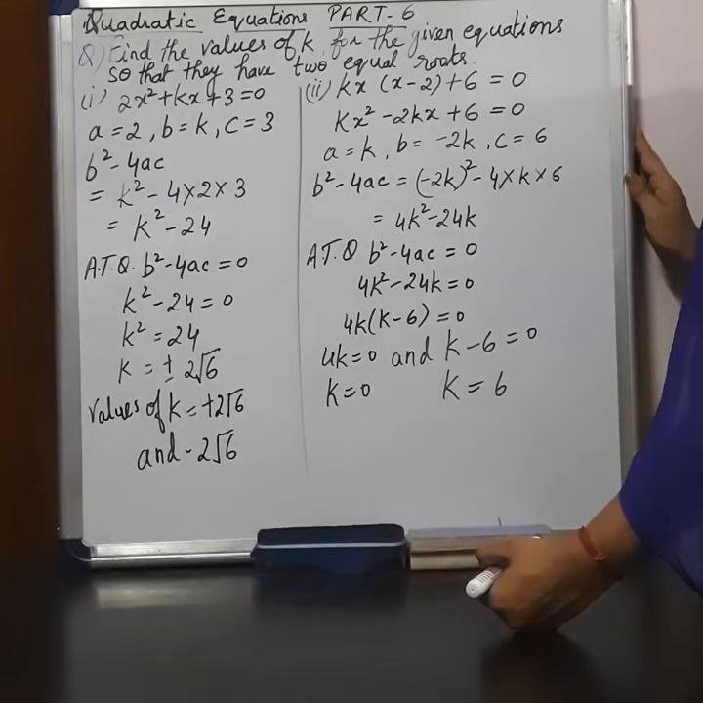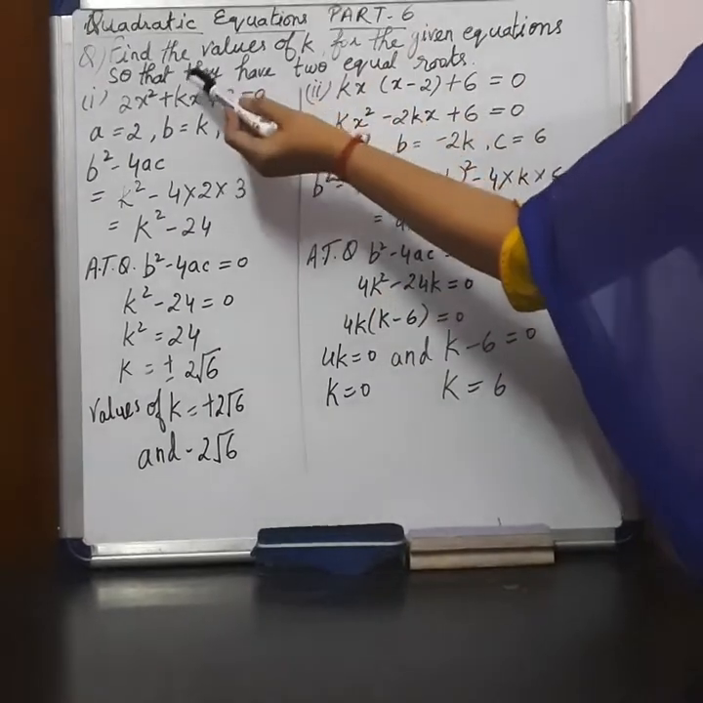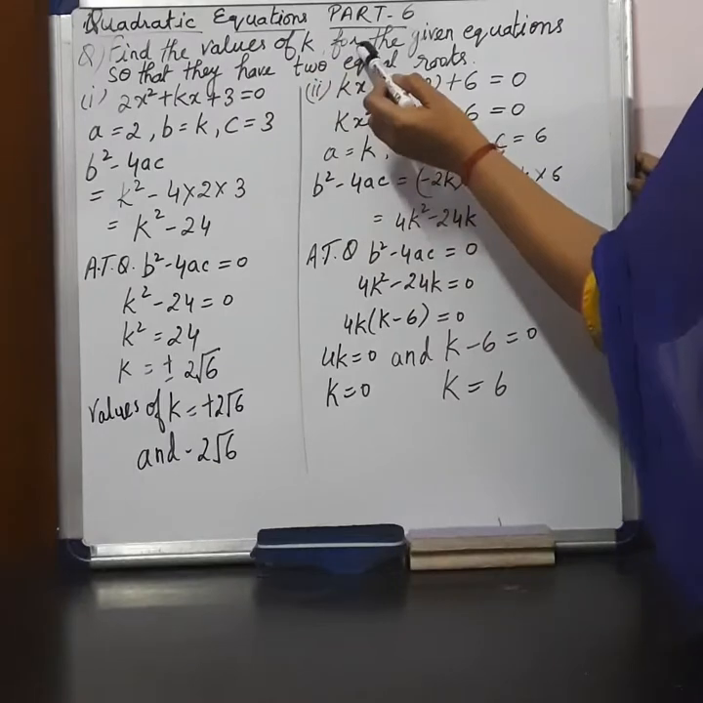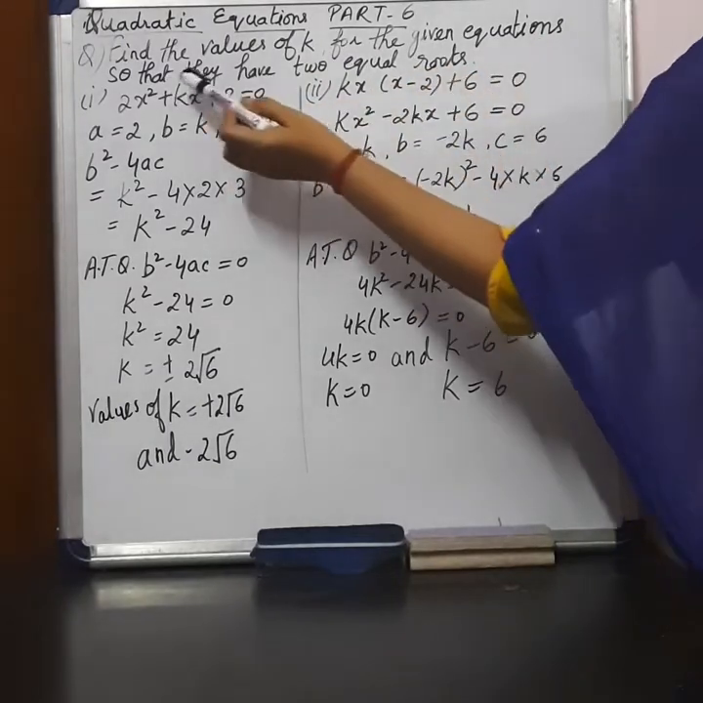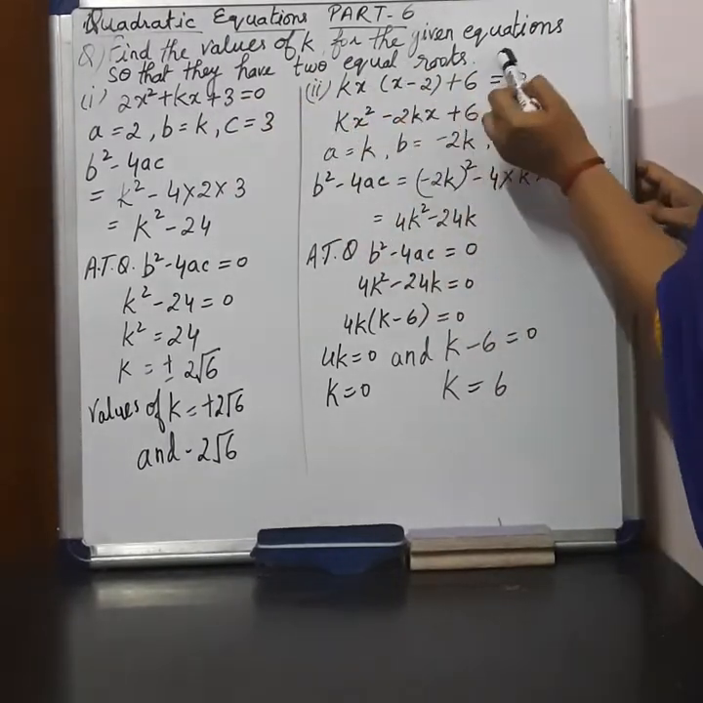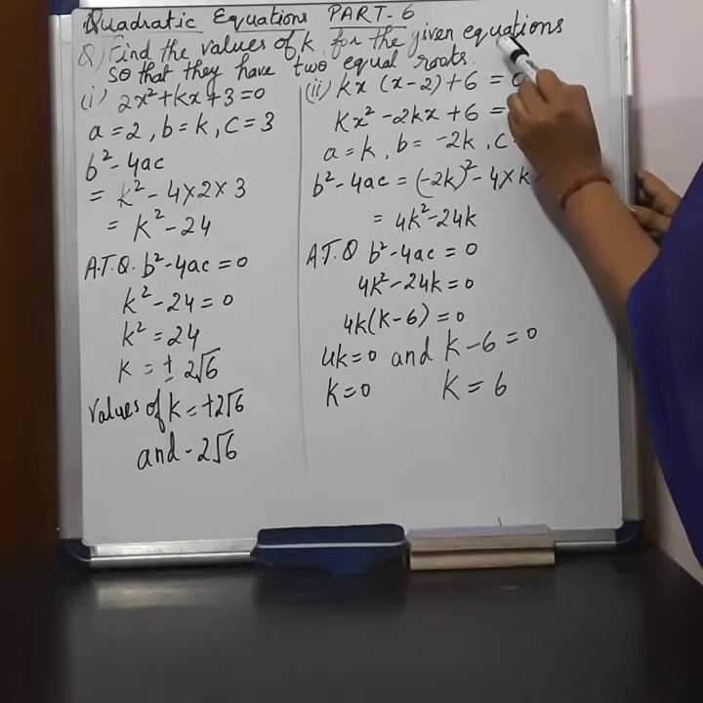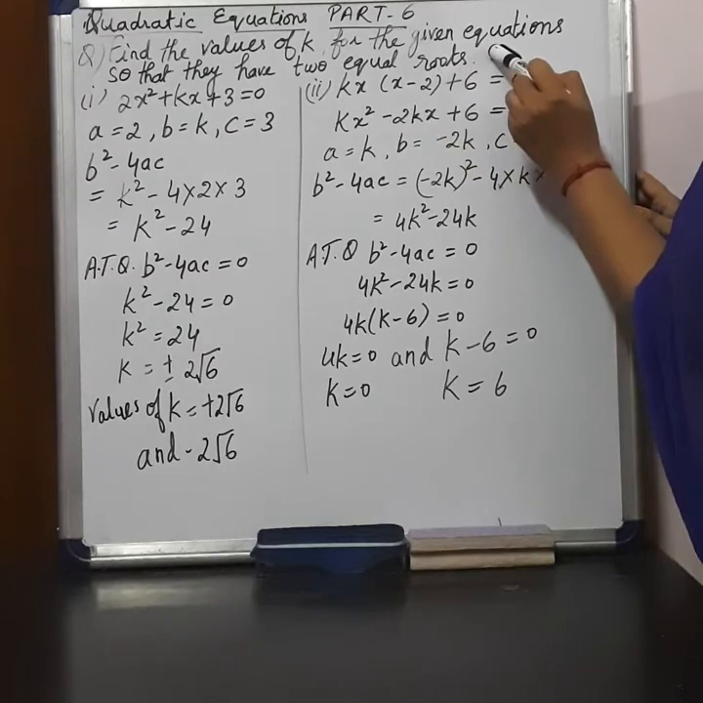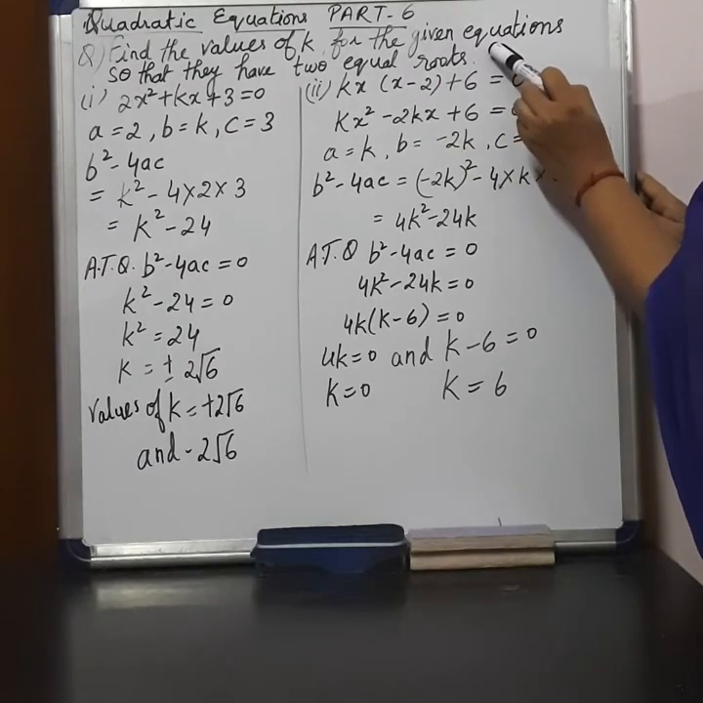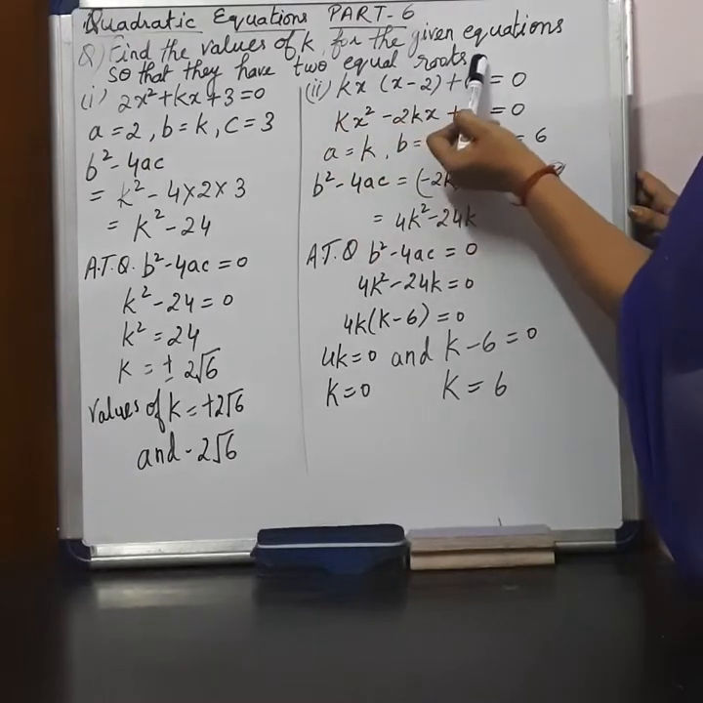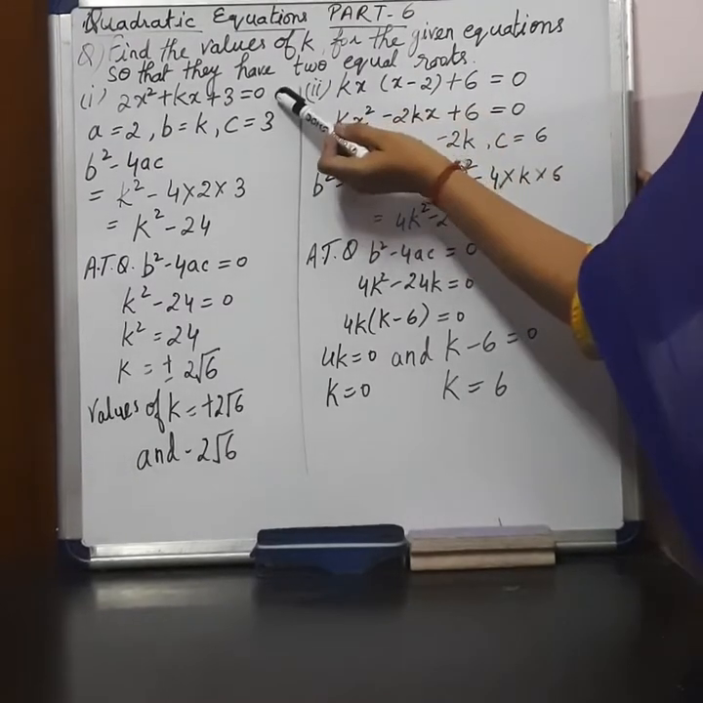Now here we have taken one question. Find the values of k for the given equations so that they have two equal roots. So I told you about the nature of the roots. On the basis of the nature of the roots, we have this question, and according to this given condition, you have to find out the values of k.